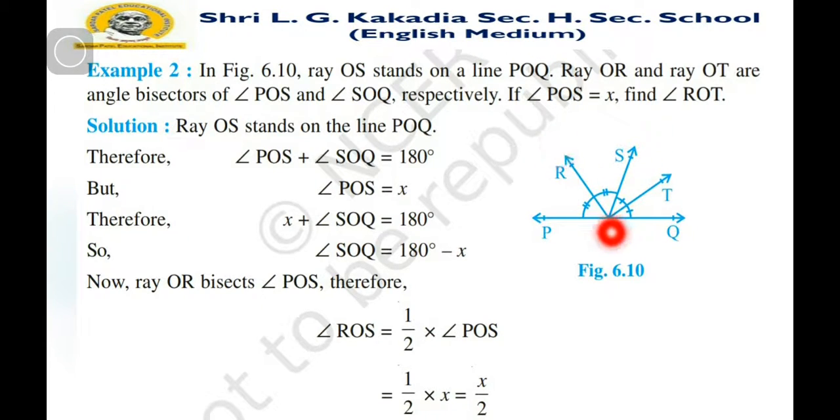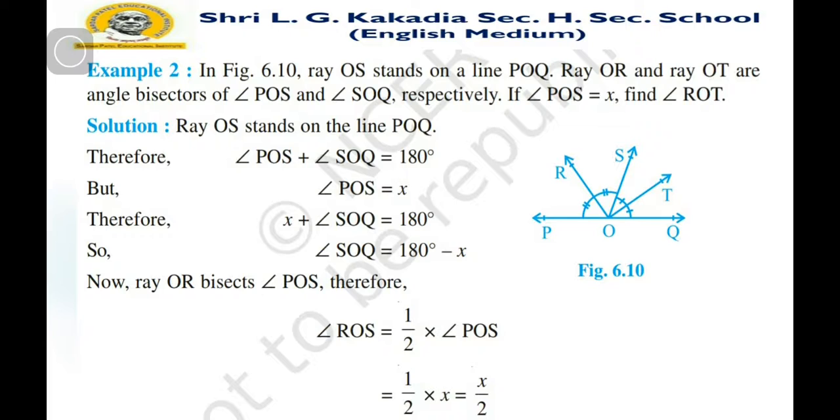OR is a bisector of POS, which means OR divides POS into equal angles, that is POR and ROS, as well as OT divides SOQ into equal angles SOT and TOQ respectively. If POS is equal to X, find ROT.